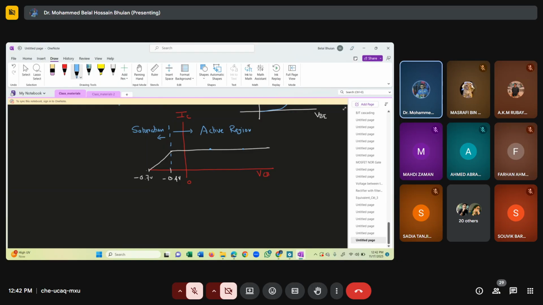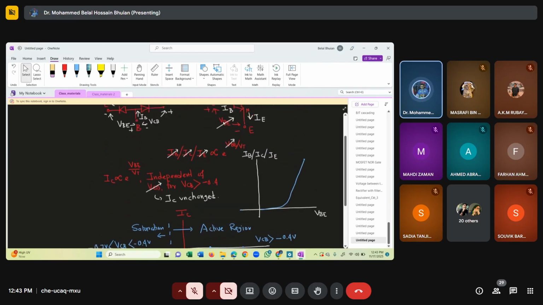Okay. So for saturation, VCB is greater than minus 0.7 volt and less than minus 0.4 volt. This is the range for saturation. And for active, VCB is greater than minus 0.4 volt. Okay. So that's the thing that we mostly covered in our last class.